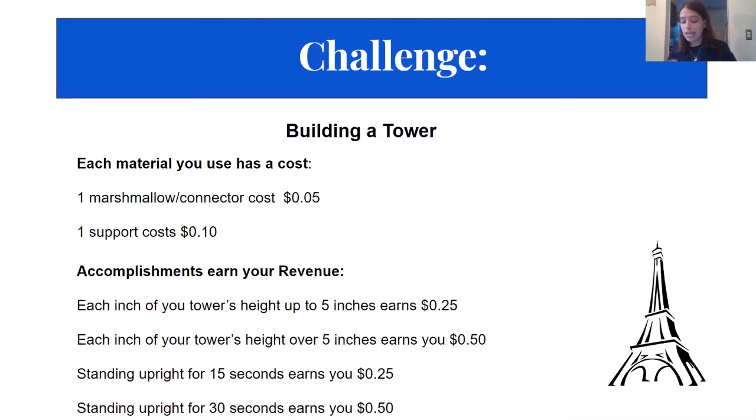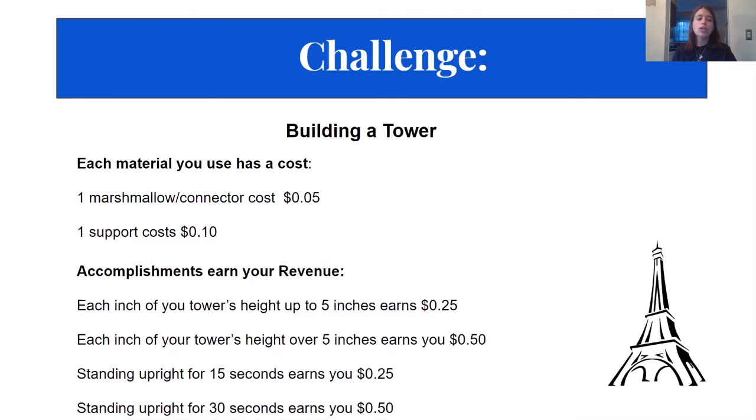So I take $1.20, I add the 40 cents, and that gives me $1.60. Okay? So my tower cost me $1.60 to make. Like I said, there's probably a lot less expensive ways and more revenue. But what we're now going to do is see how much revenue my tower is going to earn me.